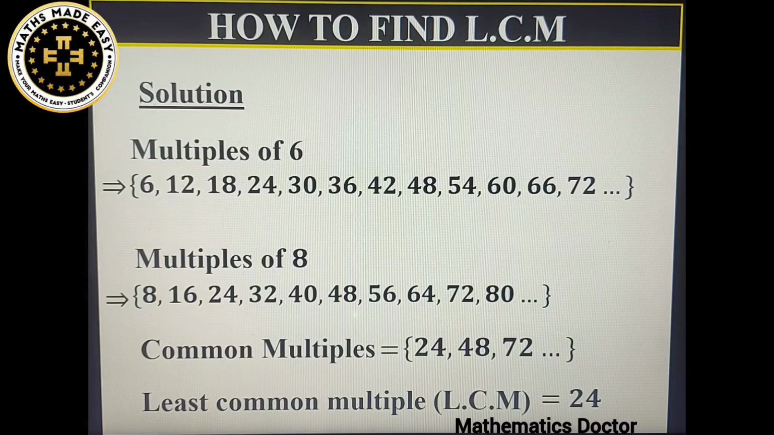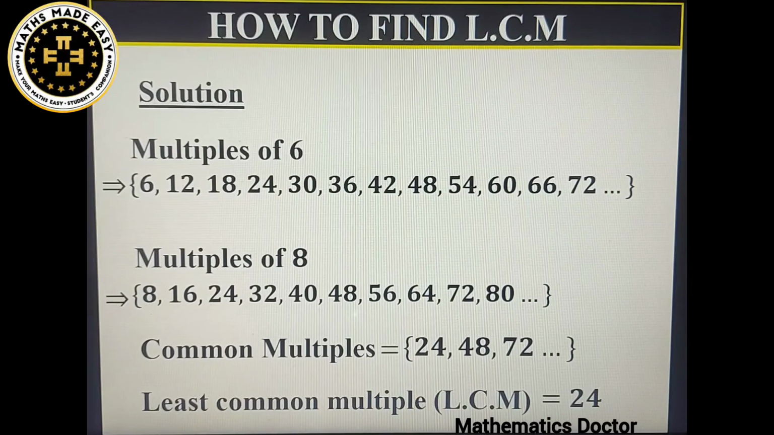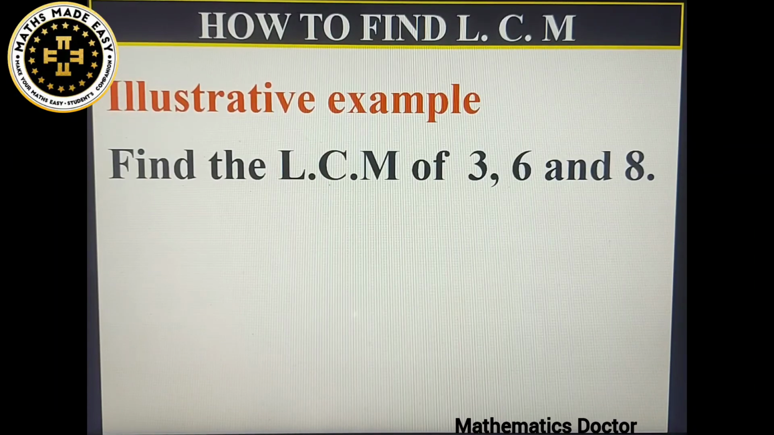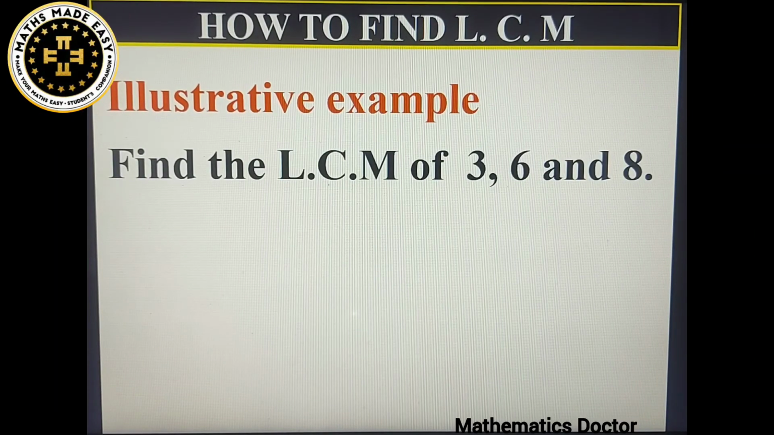Please understand this. You can pause the video, go through it well, and get massive understanding. Now let us take this one as your trial work. Please find the LCM of 3, 6, and 8. That is the least common multiple of 3, 6, and 8.